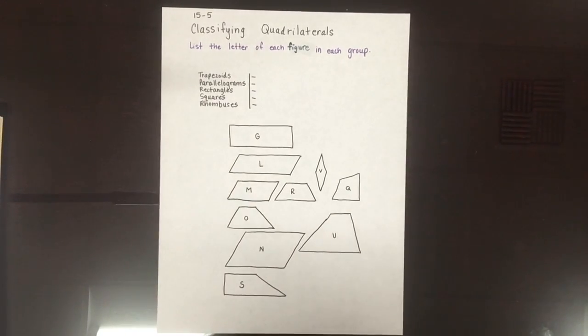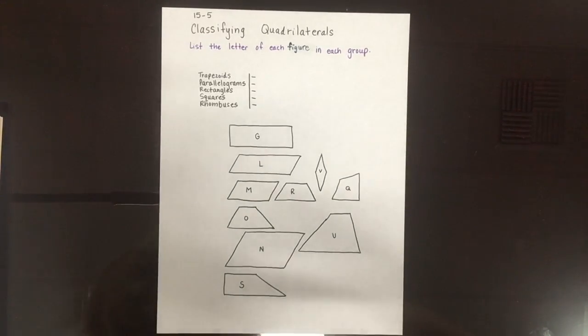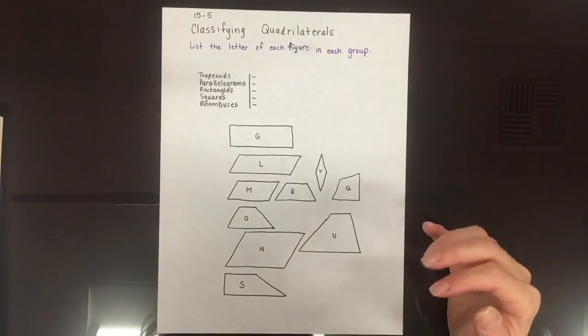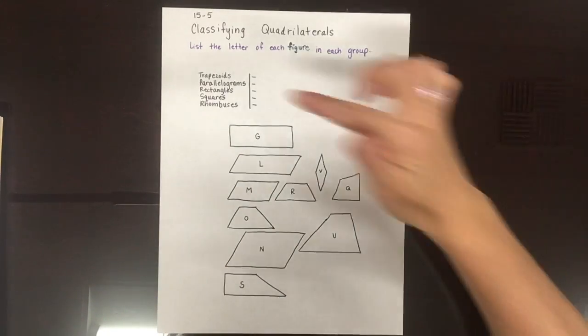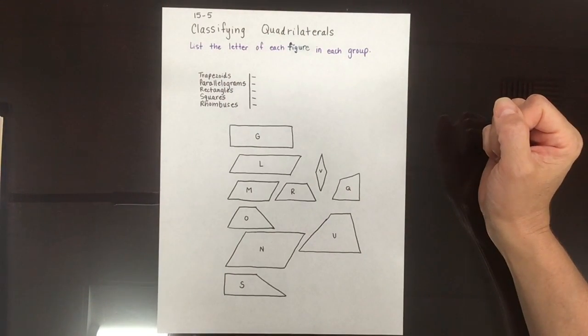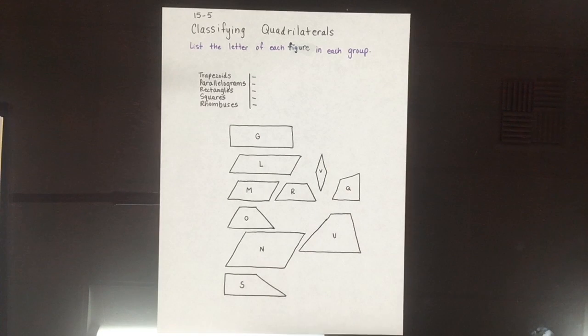Hello class, today we are doing topic 15-5 and we are classifying quadrilaterals. So now we're going to be given different shapes and we need to prove or classify them as one of these, and you may have more than one. And you're going to be using the attributes that we've learned in order to classify them.